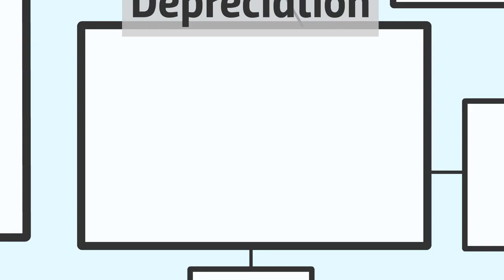Okay, so depreciation is a really important part of accounting for non-current assets, and it's something that students often struggle with the first time they come across it. So we're going to go nice and slow here to make sure you understand it first time round.